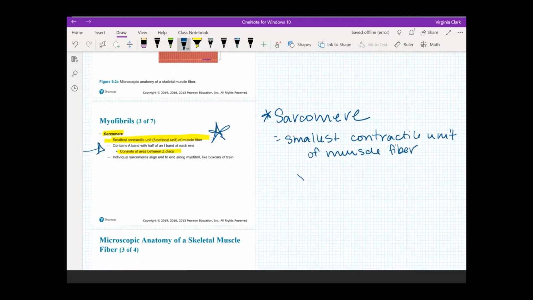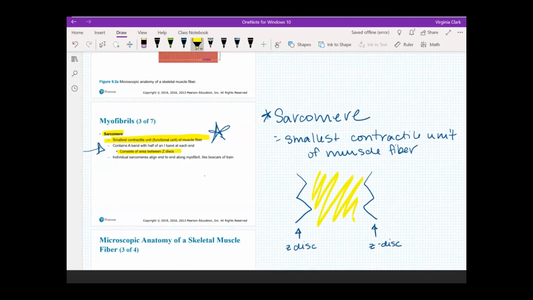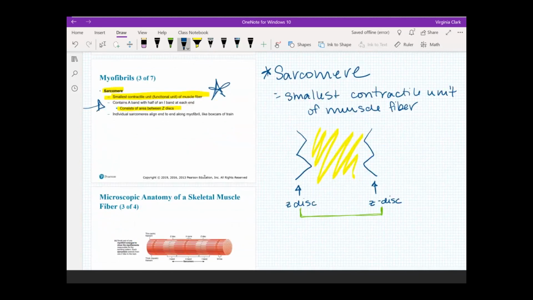So you're going to have this little structure that looks like this. This is a Z disc. This is a Z disc. And we're going to talk about a structure that makes up all of the middle, which will have something really cool. But from a Z disc to Z disc, from here to here, including everything in the middle, this will be your sarcomere. It's the smallest contractile unit, everything that will contract.